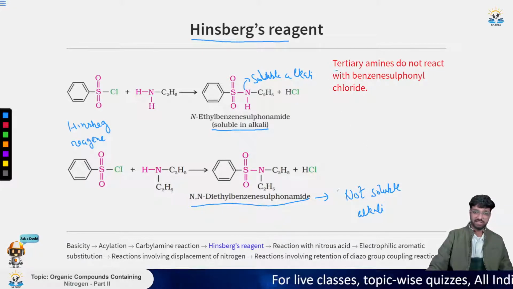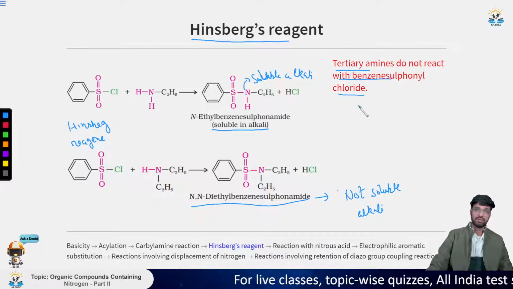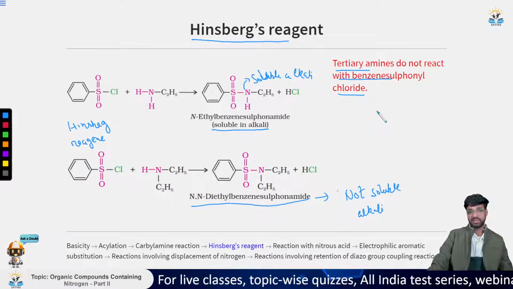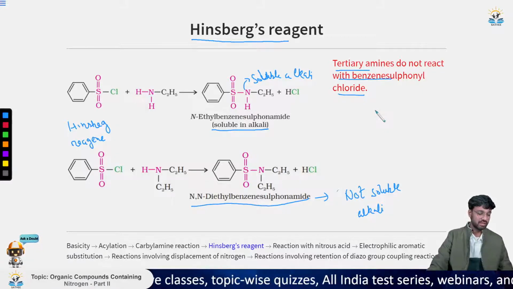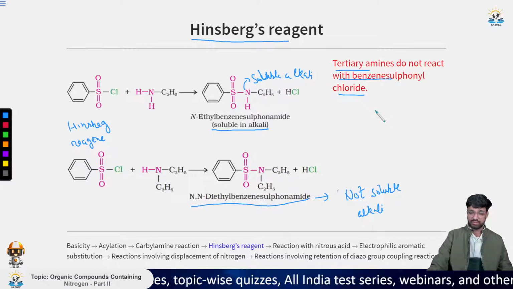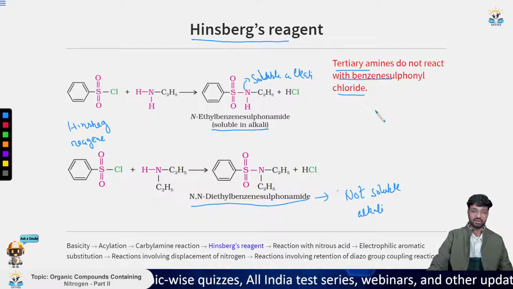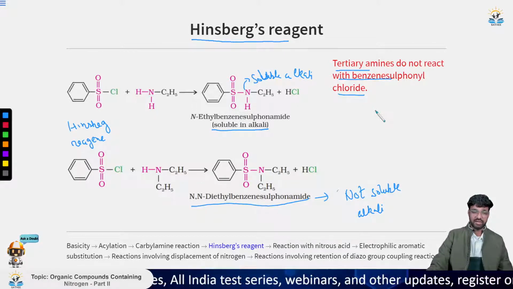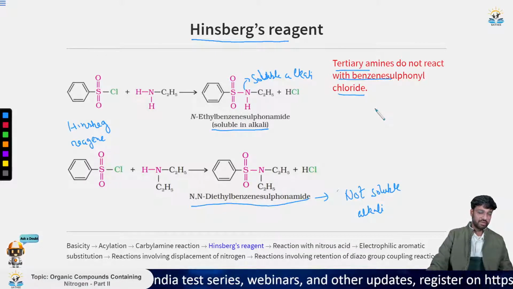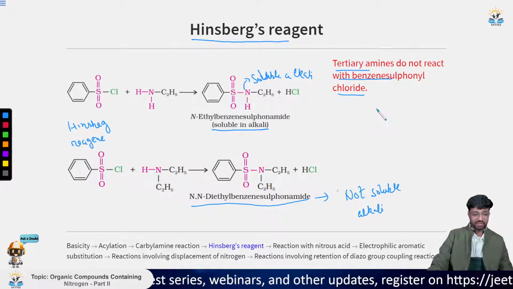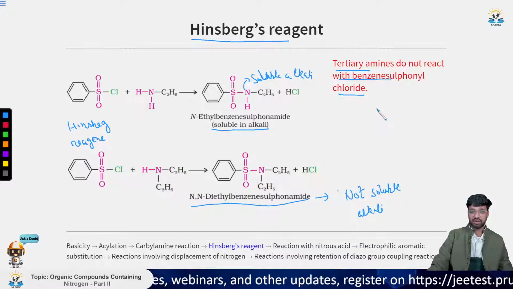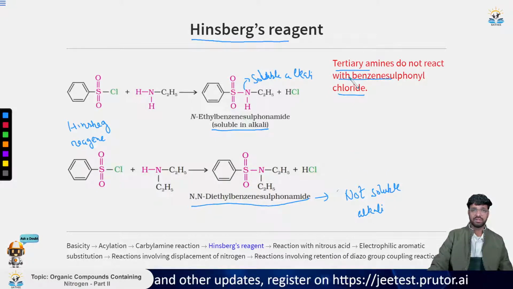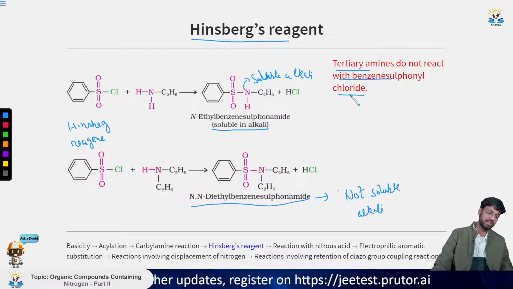At last, we have the tertiary amine that does not react. So it can be used as a distinguishing test. If you are given a mixture of primary, secondary, and tertiary, you can easily say that this one is primary since it reacts with the Hinsberg reagent and gives you solubility in alkali. Second, if it is a secondary amine, it reacts with this Hinsberg reagent but it is not soluble in alkali. Third, if it is not reacting with this Hinsberg reagent, then it is of course a tertiary amine.